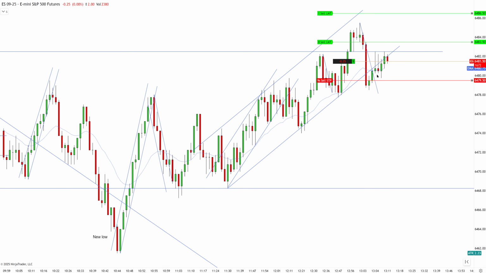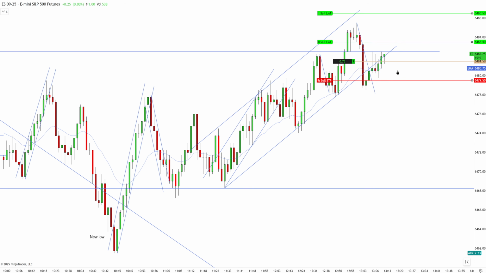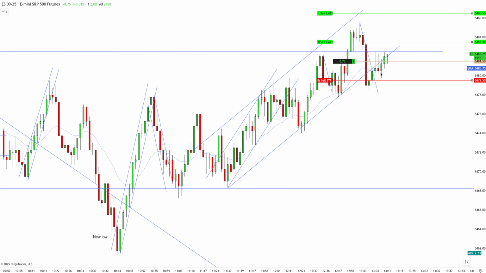Definitely a little bit more aggressive. This is not a super textbook trade because this spike down doesn't have new extreme. I'm basically betting only on the attempt, but it's been a really good week. So taking a little bit more risk is acceptable for me.